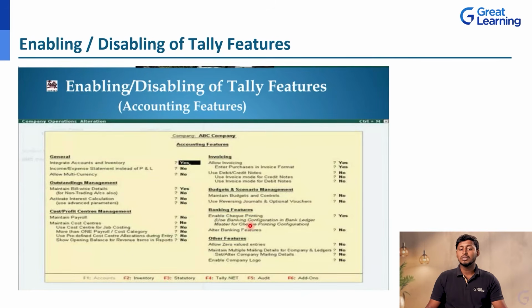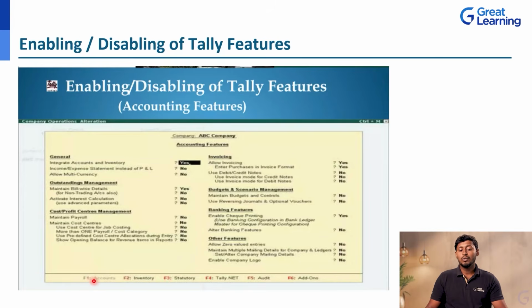Like that, banking features. Enable check printing. If you look at the current account checks, the company name is also there on the check, correct? So that is required or not. And other features, Allow zero valued entries, all those things, if you require them or not. If you require, then you can click on Yes, or you can click on No.